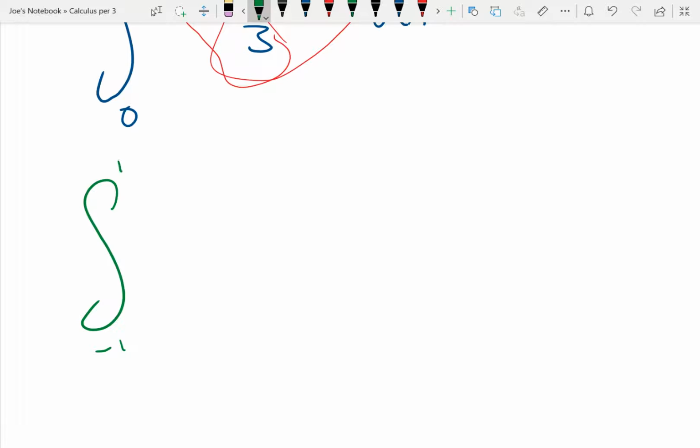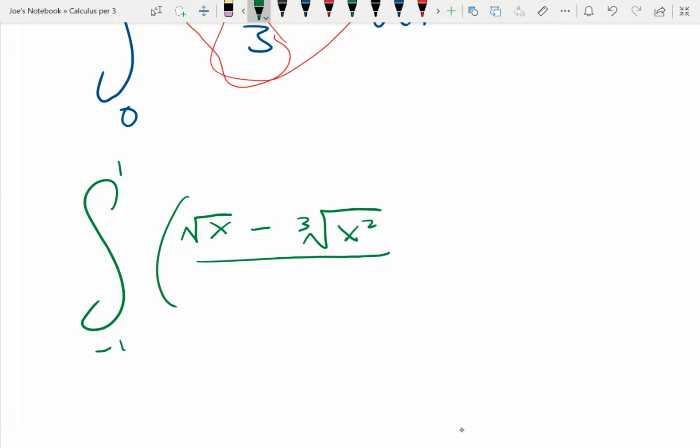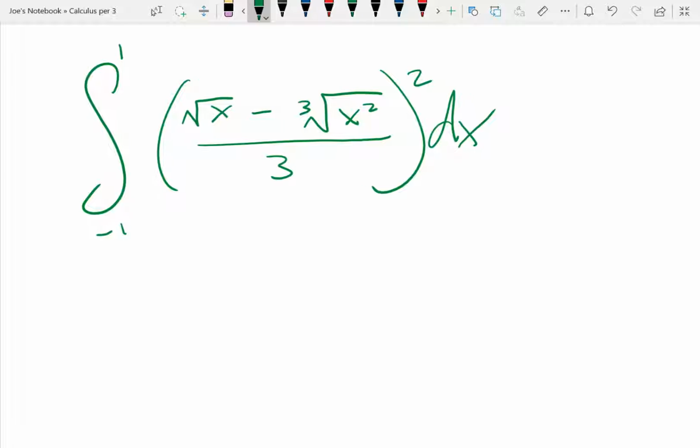So from here, if I got the integral from negative 1 to 1 of (square root of x minus the cube root of x squared) all over 3, squared, dx. Now that one's got a lot of things going on. You've got a binomial being squared. Some of you might split it up, some of you might not. Doesn't really matter. Some of you, I would definitely advise you to change the radicals to powers.